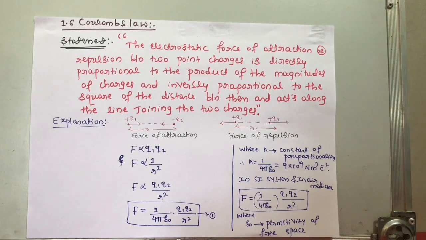In the last class, we discussed the basic properties of charge: charges are additive in nature, charges are quantized, and charge is conserved. In your lower classes, we have already studied the basic properties of charges: there are two types of charges, positive and negative. Like charges repel and unlike charges attract each other, and a charge at rest produces only an electric field. Various properties of charge we have already studied in your lower classes.